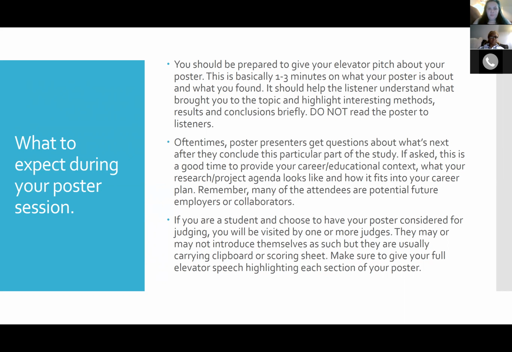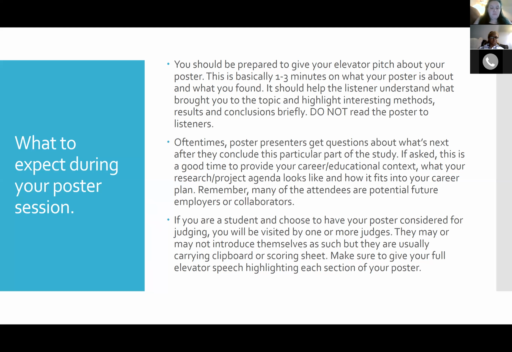Oftentimes we get questions as poster presenters about what they're going to do next. Be ready to talk about what you're going to do next. Be ready to talk about your educational and career context. This is an opportunity for you to get in front of potential future employers or collaborators. So being ready to give the larger context if people are interested in your work is really important in terms of helping you get to that next level of development and to make those connections with people who are potential collaborators or potential employers.